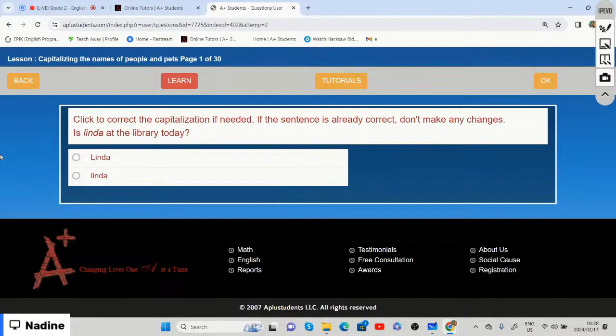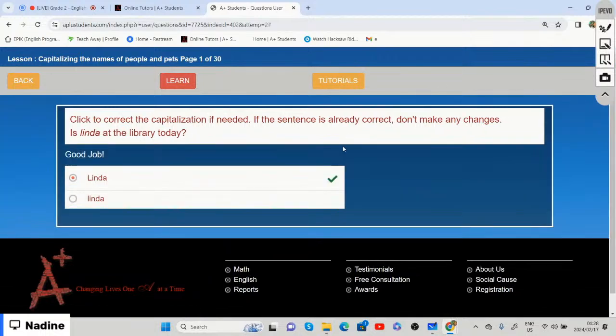All right. Why did you remove the answer? Because we need capitalization for Linda. Yes, that is correct, right? So Linda with the capital letter L is correct. So well done.